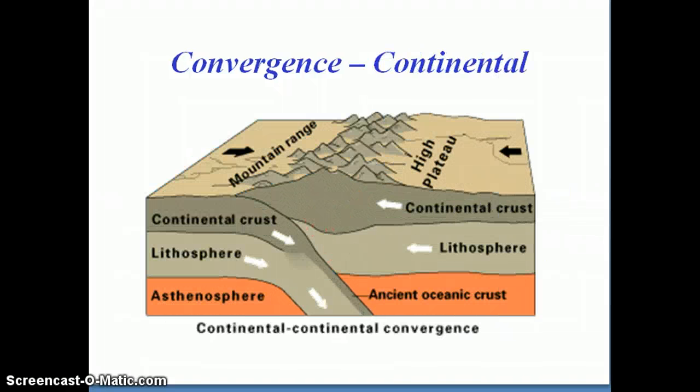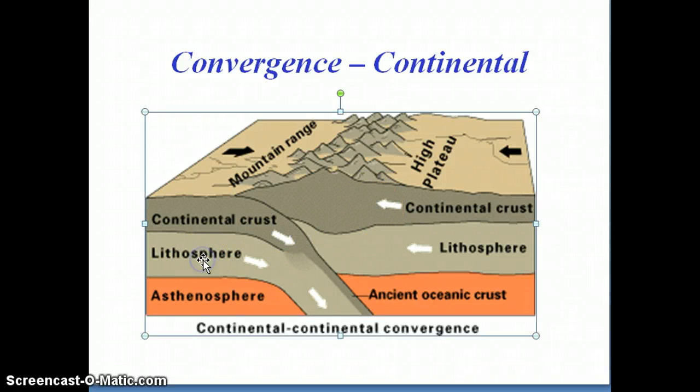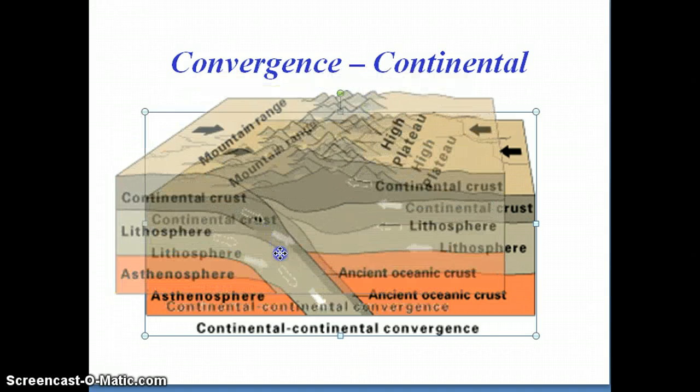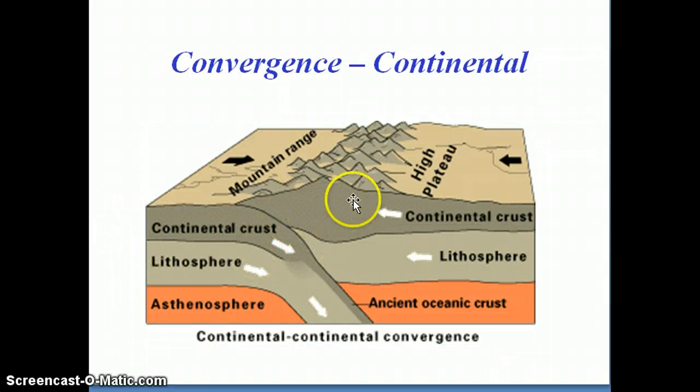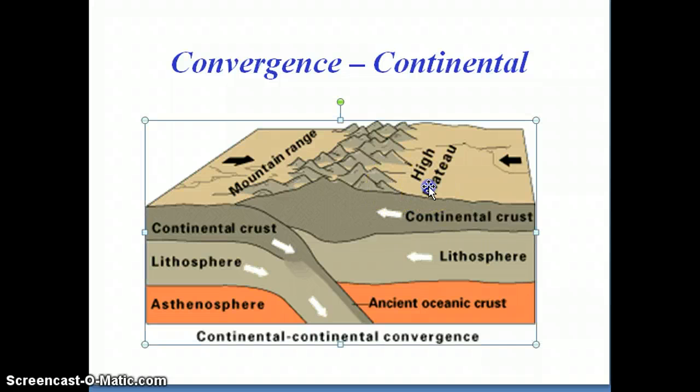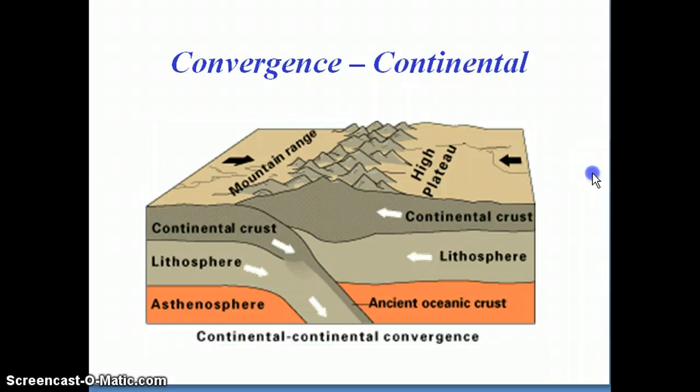arc or ridge. The other scenario for convergent boundaries is when two continental plates collide, and so you've got two layers of granitic continental crust, and while the lithosphere may still sink down below one area or another, what you get is a buckling and a folding of the continental crust, and this is the process that created the Himalayan mountains.